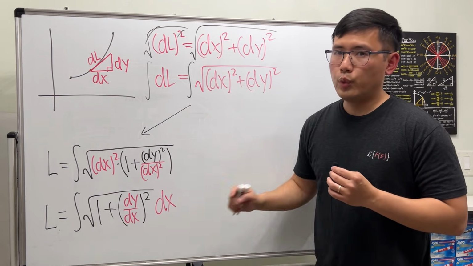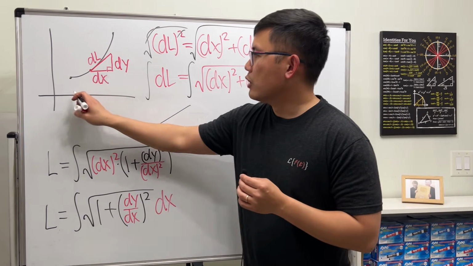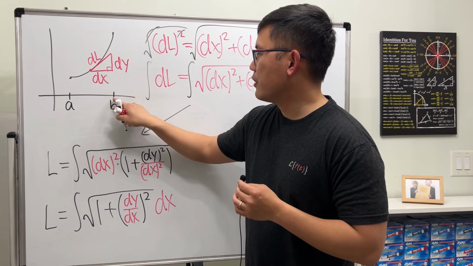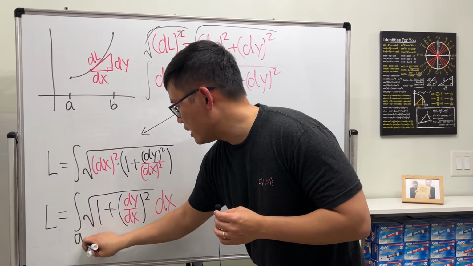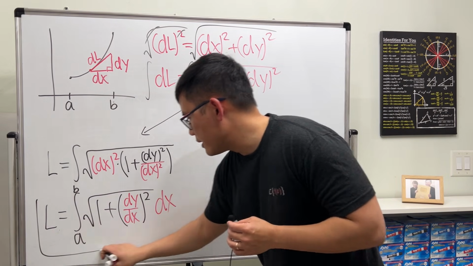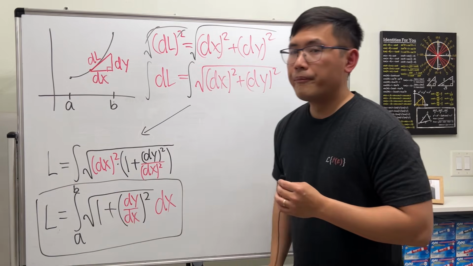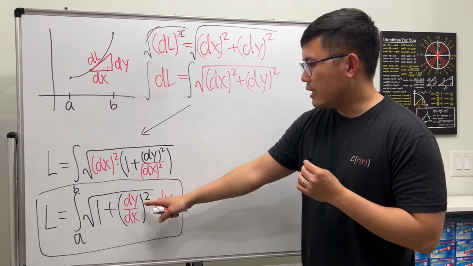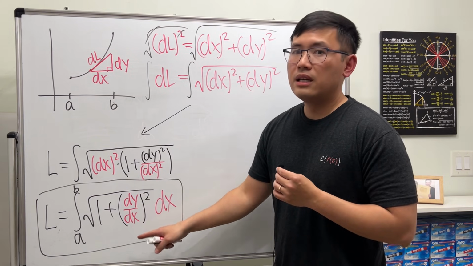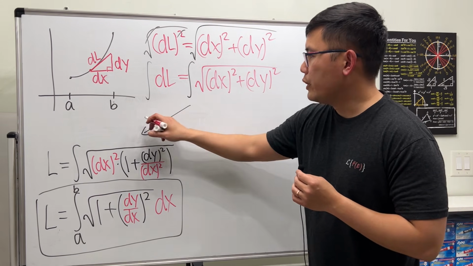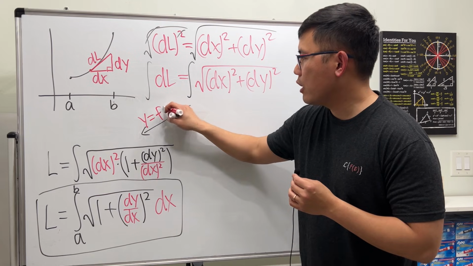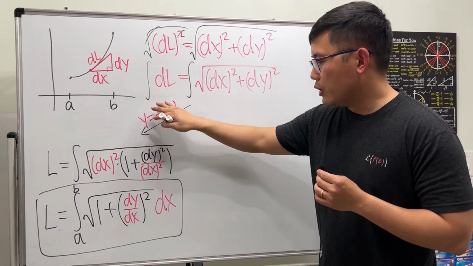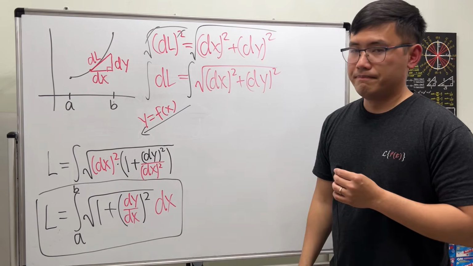So in this case, we are in the x world. So we are going to pay attention to the starting and the end in terms of the x values. So let's say they are going from A to B. This is it. But under what situation do we do this though? Well, here, as we can see, we have dy dx. This is the situation when we have y as a function of x. Right? And then you can just go ahead and do the derivative and then set it up.